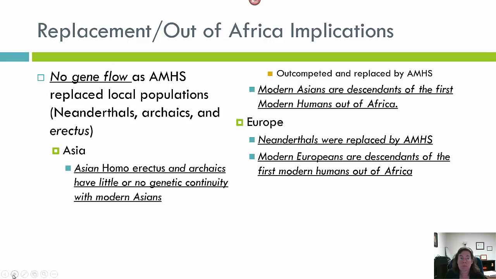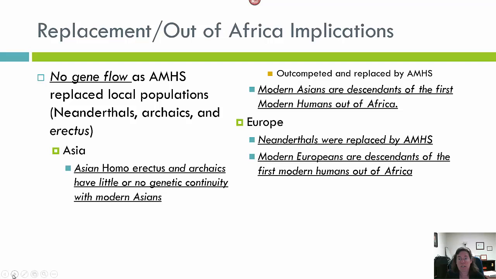So let's talk about the replacement out of Africa hypothesis to begin with. The replacement model posits that there's little or no gene flow as anatomically modern Homo sapiens replaced local populations of Neanderthals, Archaics, and Erectus. The implications of this hypothesis are quite interesting. First, in Asia, it means Asian Homo erectus and archaic Homo sapiens in Asia have little or no genetic continuity with modern Asians. They were all outcompeted and replaced in Asia by anatomically modern Homo sapiens from Africa.